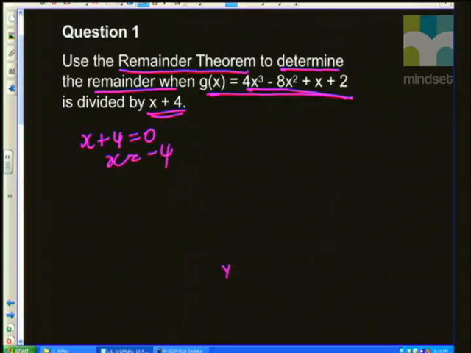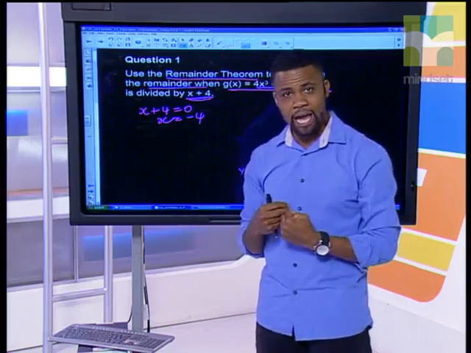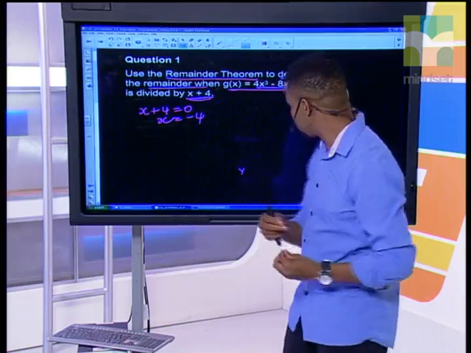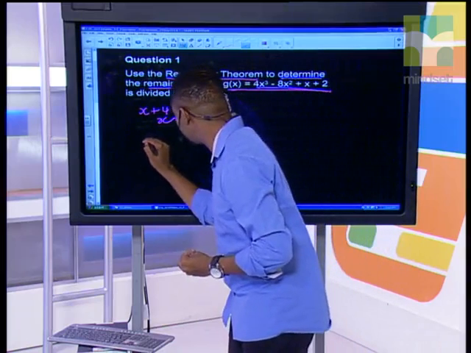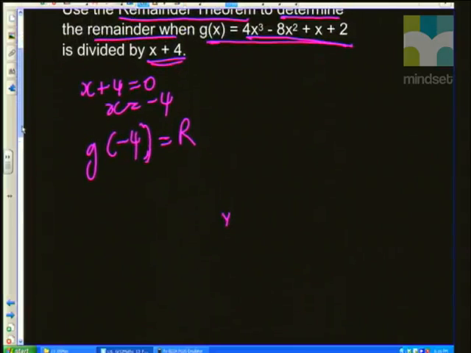So -4 is the value you have to substitute in the polynomial we have. So we have to find g of -4, then we'll get the remainder. I'm just making the big R for remainder. This is g of -4. So I'll get a remainder.